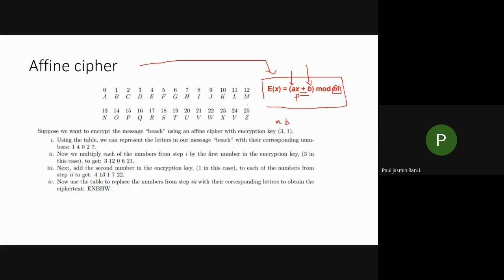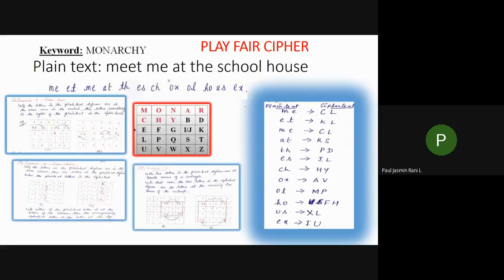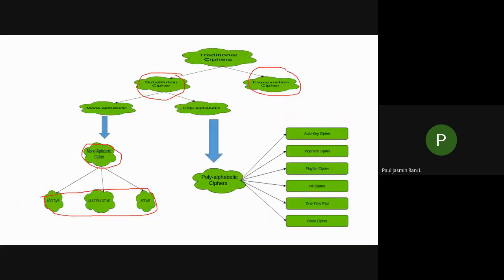Okay, so next let us see one important problem. Part B problem: Playfair cipher. Let us see where you get this Playfair cipher. Till now we discussed the monoalphabetic cipher. For substitution cipher we have two types: one is monoalphabetic, the other is polyalphabetic. Under polyalphabetic cipher you have many types. Today we discussed the Hill cipher, isn't it? So the next cipher is the Playfair cipher.